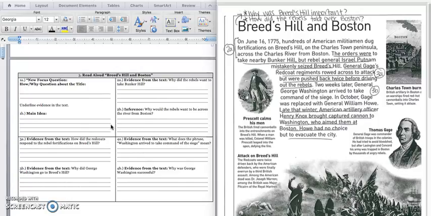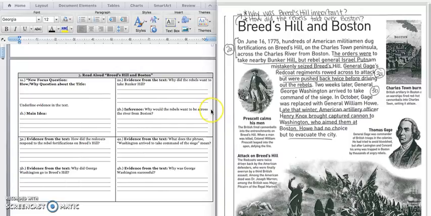It says, why did the rebels want to take Bunker Hill? And if we go back in our text, it tells us that they dug fortifications at Breed's Hill on the Charlestown Peninsula across the Charles River from Boston. So they wanted to take Bunker Hill because it was across the river from Boston, and that would put them in a position to then take over Boston. So in 2A, we would write, the rebels wanted to take Bunker Hill because it was across the river from Boston. Press pause to write down your answer and play when you're ready for 2B.